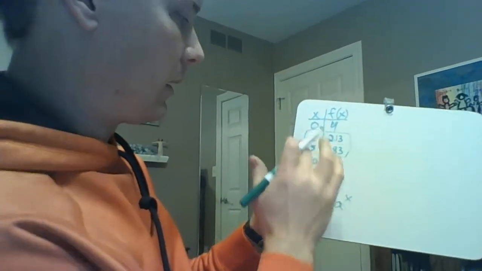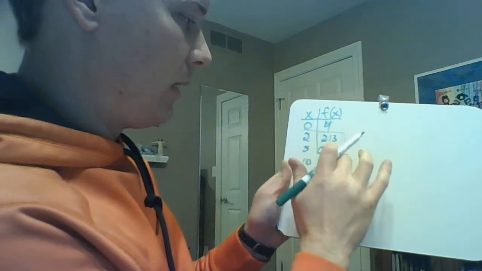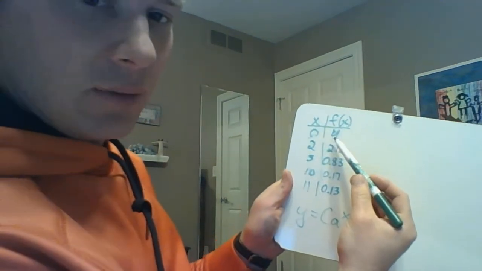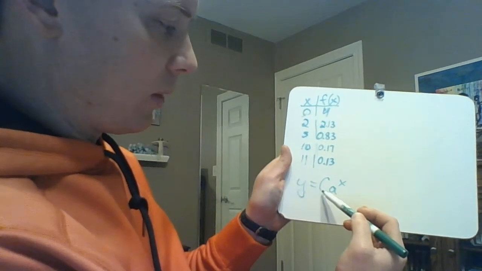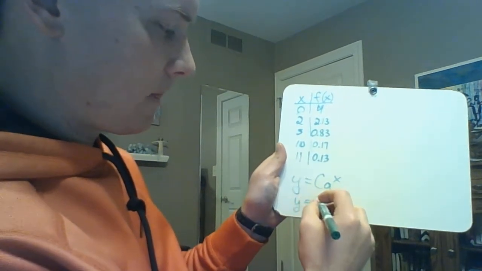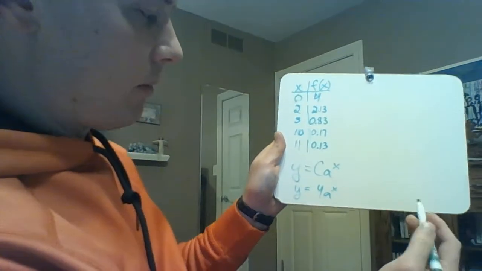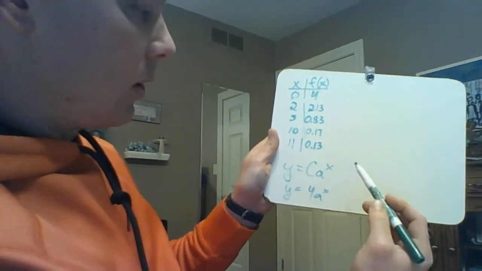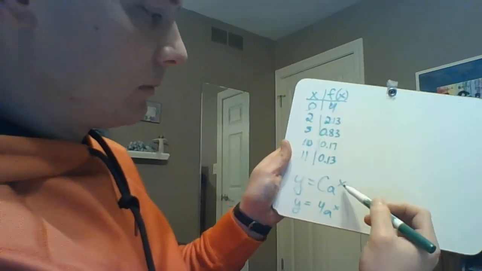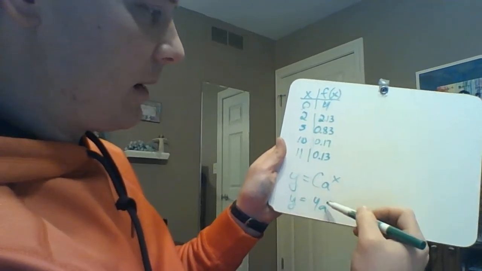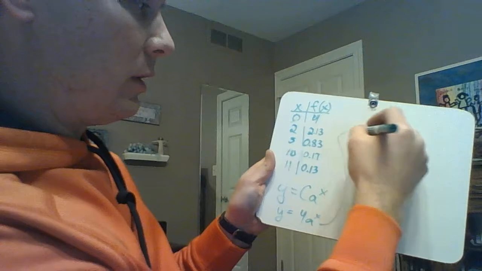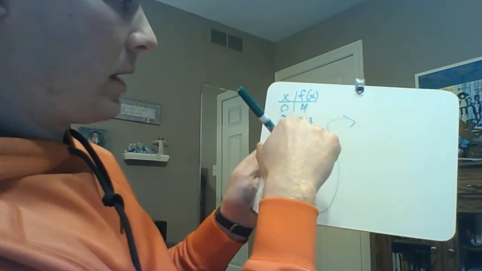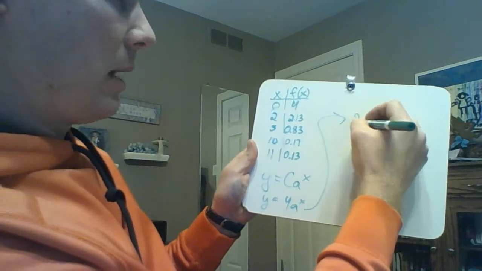Actually, let me back up a second. Many of you might recognize from yesterday's video that they give us an initial value here. So we could put 4 in for C. And remember how yesterday, as we tried to figure out what that A was, we would pick some other value and plug that in for X and Y. You could certainly do that. You could take the point 2, 2.13 and put that in.